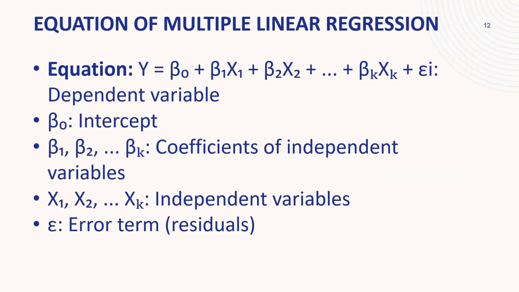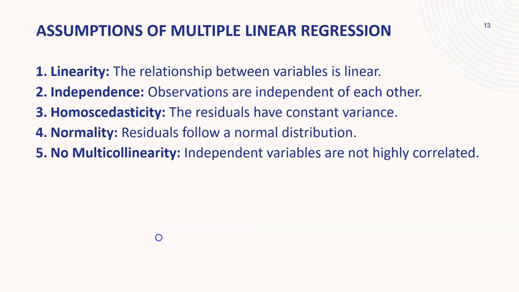Now let's come to the standard form of the multiple linear regression model. The standard form looks like y equals beta naught plus beta 1 x1 plus beta 2 x2 plus dot dot till beta k xk plus ei, where beta naught is your intercept, x1, x2, x3, dot xk are the values of your independent variables, beta 1, beta 2, beta 3, dot beta k are the coefficients of the independent variables, and ei, that is e, is the error term and i stands for the ith observation. e is the error term or the residual term.